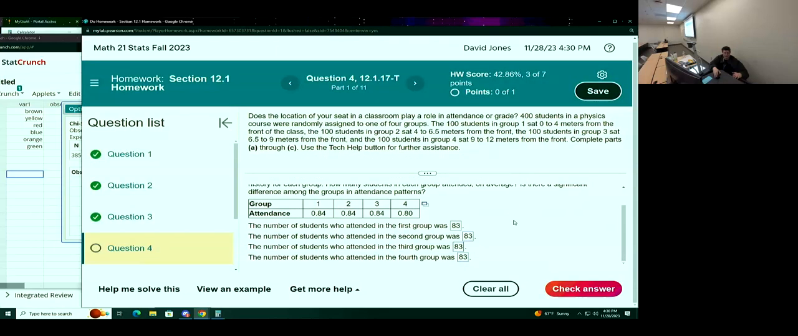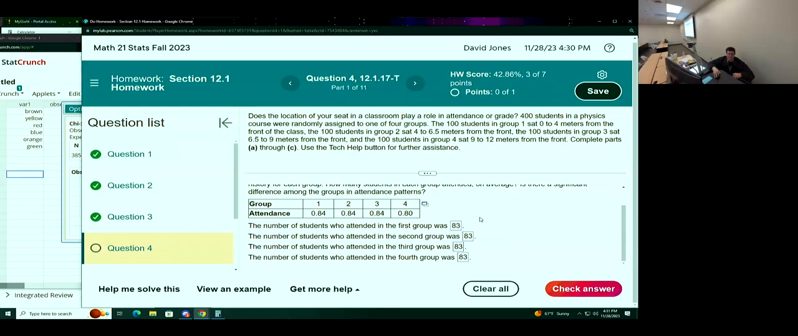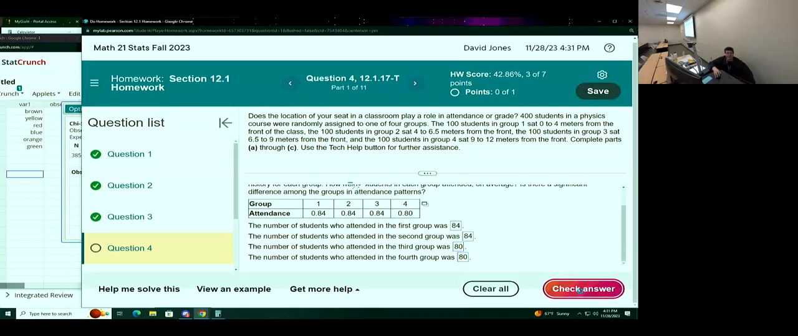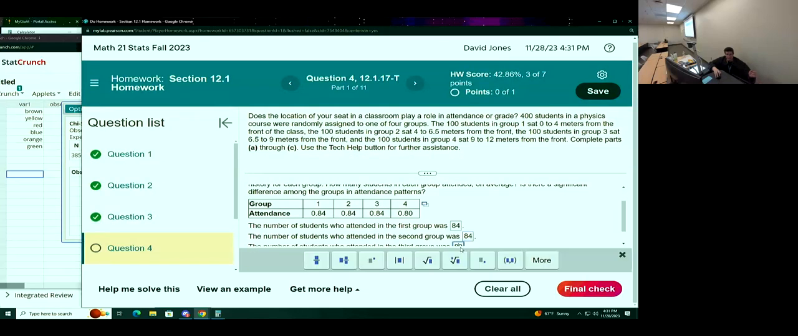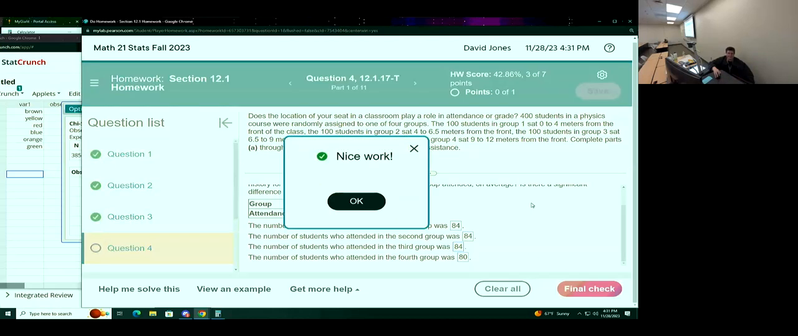Wait, what? I just did it. It wants you to multiply each group by the actual attendance observed. Oh, the actual percentage of students that attended. Yeah. With mine, it's easy because it's 100. If the group isn't 100, you have more work to do, but if it's 100, you just move the decimal twice. Oh, it says, learn to read, Jones. 84, 84, 84, 80. There we go. Let's try that.